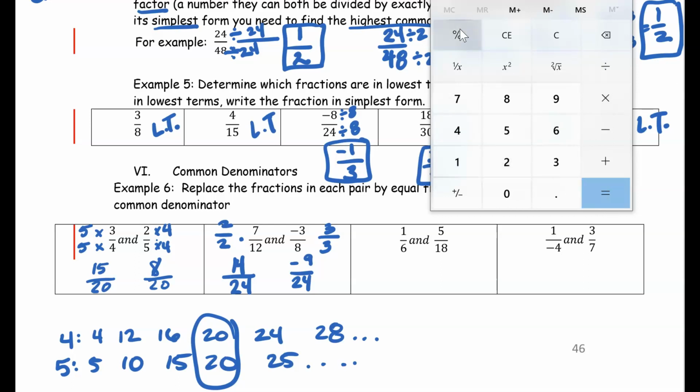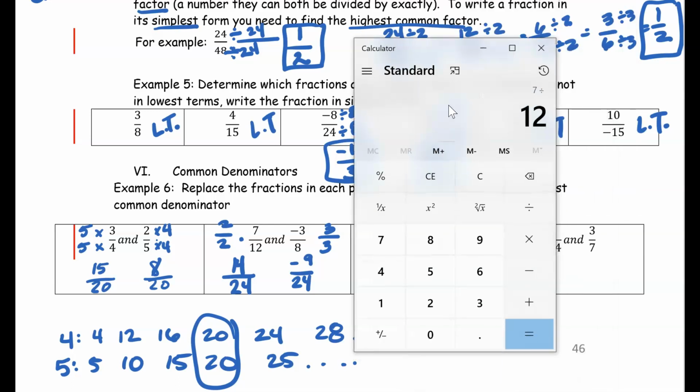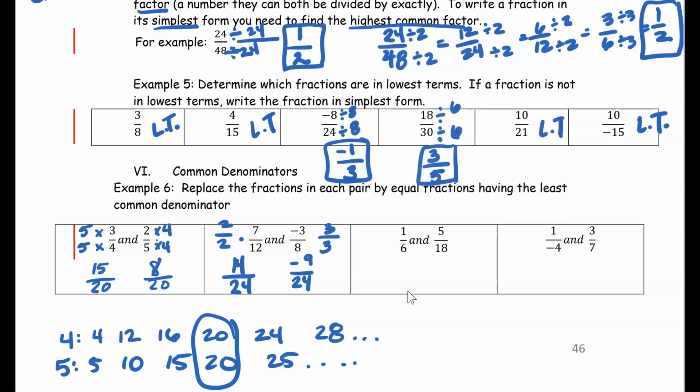Oh, did I do the wrong one? Let me see. 7 over 12. You know what, for some reason, my calculator is freezing up. Okay, so you know what, I'm going to forget that right now.